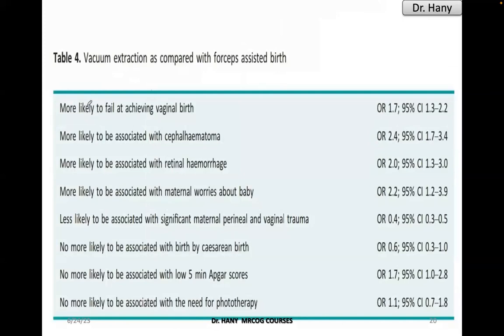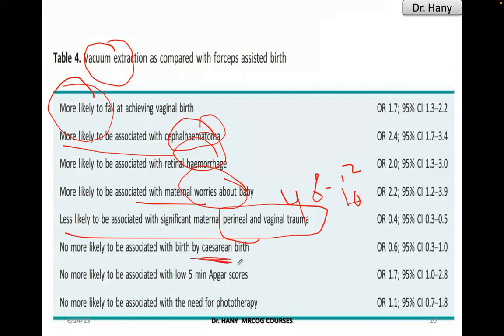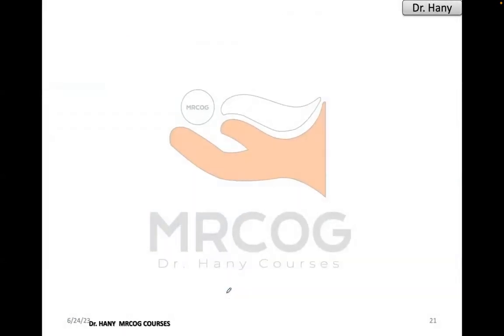The vacuum, the ventouse, is more likely to fail, more likely to be associated with cephalhematoma and retinal hemorrhage, and more likely the woman will be worried about the baby. All of them are above 2, the odds ratio more than 2. Less likely to be associated with perineal trauma, yes, 4 with ventouse versus almost 10, 8 to 12, with forceps. Not more likely associated with cesarean section, because I will not put ventouse unless it is an easy delivery. Not more likely to be associated with low Apgar score or need for phototherapy. Okay.